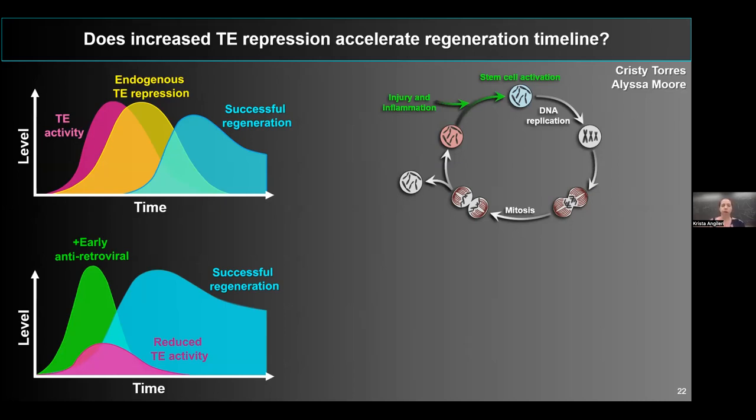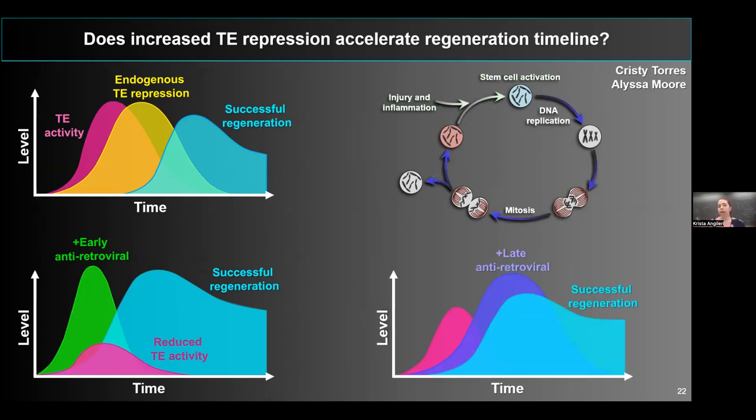So if we inhibit early on during tissue regeneration, we would expect that it's going to affect inflammation and stem cell activation. And then if we inhibit later on during tissue regeneration, we would expect that it's going to contribute in some capacity to promoting the cell proliferation phases. And so what we're hoping from some of this work is to identify a mechanism of accelerating tissue injury repair through repression of transposable elements.